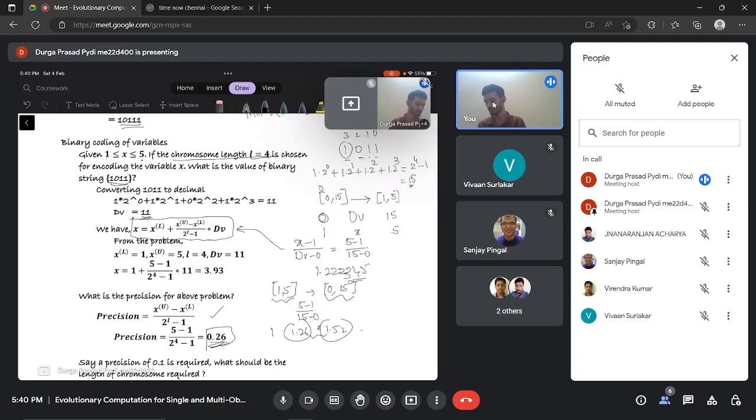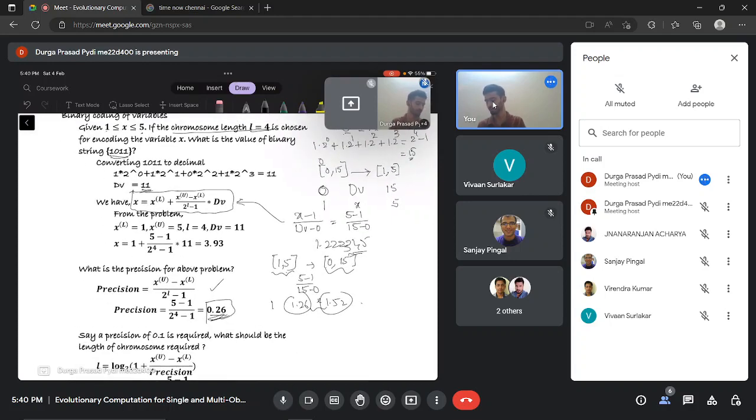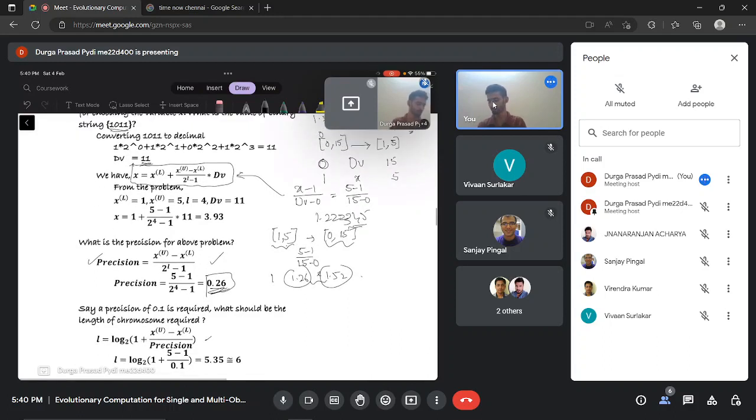So using just the above formula, we can reformulate it. If we rearrange this precision formula, we will get the length of the chromosome. So if you want a precision of around 0.1, you need to have a chromosome of length 6.